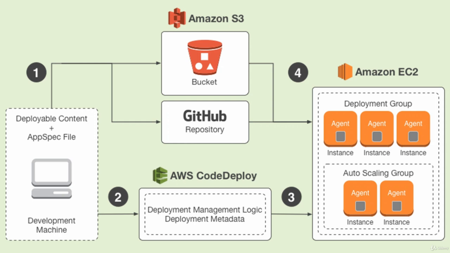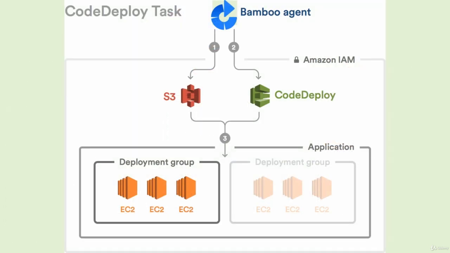Then we can have multiple agents and instances running simultaneously and working on an auto scaling model using EC2. Then with CodeDeploy, we can have deployment management logic and deployment metadata working together for the development machine and the repositories. Then we could also integrate with other vendors like Bamboo Agent and different tools.